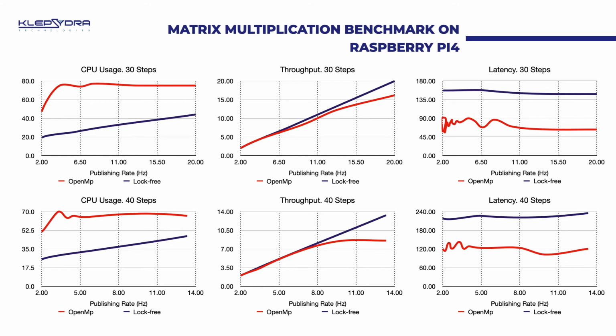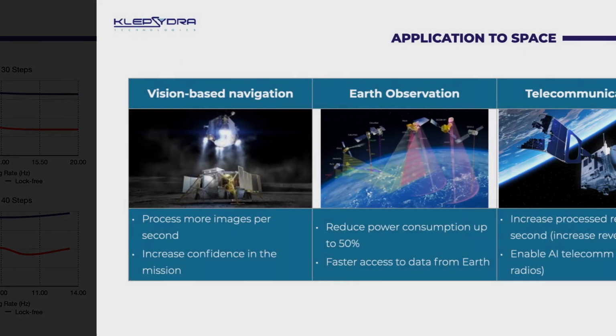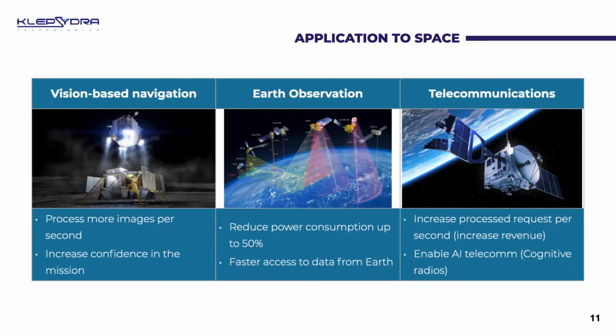So we're talking about something that can be used for machine learning to reduce power consumption, to have much better compression algorithms, to have better vision navigation in space. So these are the applications for space exactly. Vision navigation is one of them. More data processing on board, better control loops, therefore increasing the overall mission.